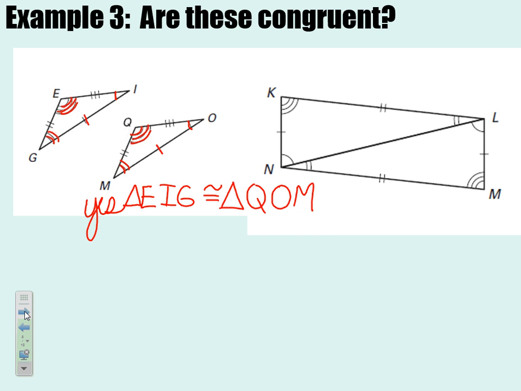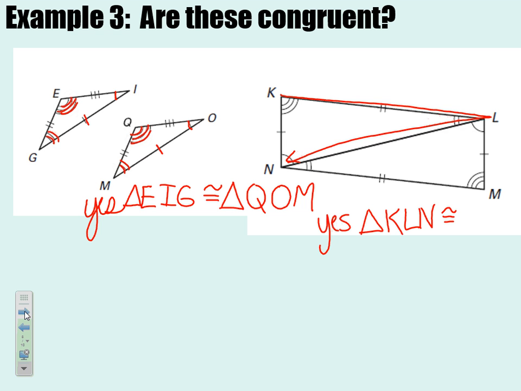And because of that, we can say that yes, these triangles are congruent, and we would say triangle KLN, let's say for the first one, K to L to N, is congruent to triangle. Now notice when we started with K, K has 3 markings on it. So in this other one, we have to start at M, and then we have to go to N, and then we have to go back to L. So yes, those two triangles are congruent.